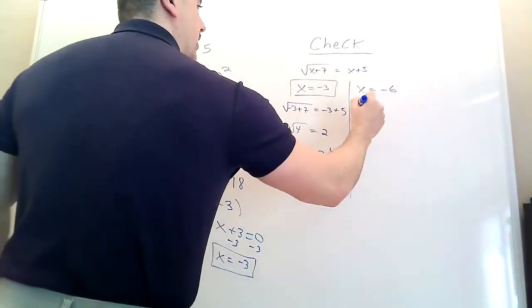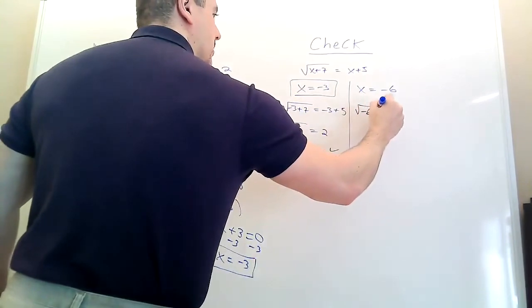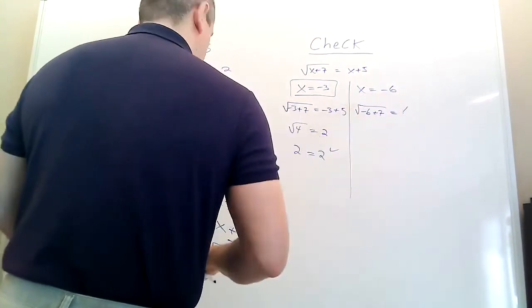Now I'm going to take -6 and plug it in. Again, wherever you see x, you put -6. Whoops.